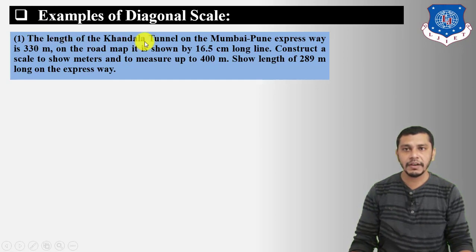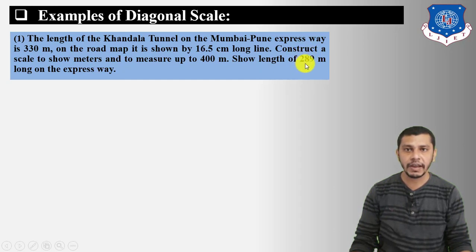The length of the Khandala tunnel on the Mumbai-Pune expressway is 330 meter. On the road map, it is shown by 16.5 centimeter long line. Construct a scale to show meters and long enough to measure up to 400 meter. Show length of 289 meter on the expressway. Now we have the same example that we have learned in the plane scale, but here we have changed this data only. It is 289 in place of 290.